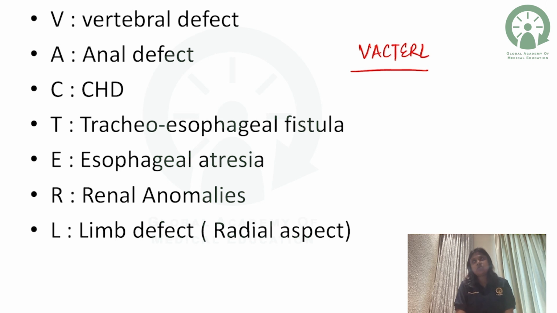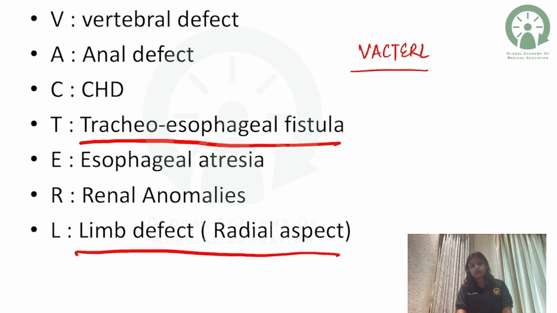So remember which syndrome is associated with tracheoesophageal fistula. The answer will be VACTERL syndrome, right? Now limb defect. So these two are very important. One is the tracheoesophageal fistula and number 2 is the limb defect. So can you tell me the most common type of tracheoesophageal fistula? The most common type is type C or type 3. Okay, that is the most common type.